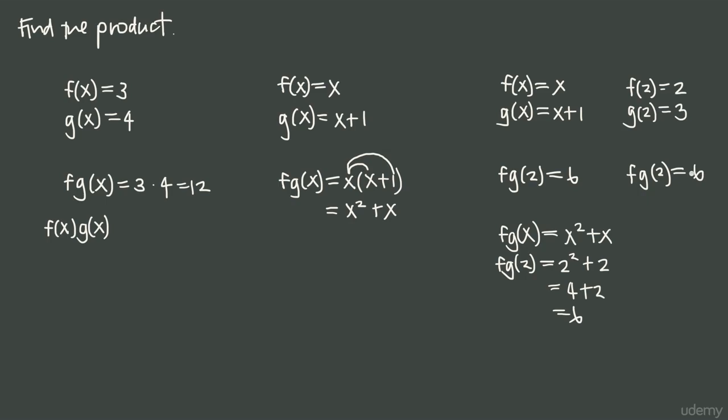So notice how either way, whether we multiplied the functions f of x and g of x together to get the product, and then evaluated it at 2, or we evaluated both of the original functions at 2 first, and then multiplied those results together to get the product, either way, we come out with the same answer. So that's some more arithmetic with functions, and that's how you find the product of two functions.